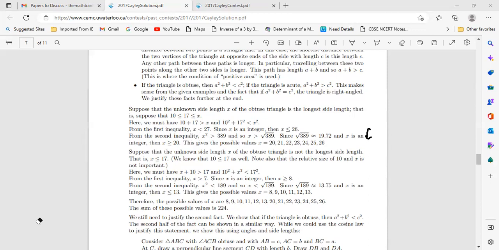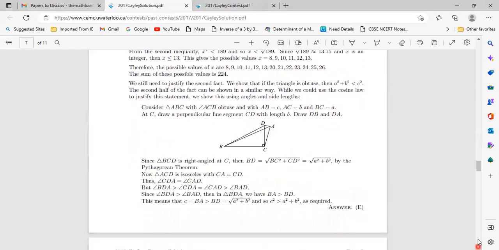And then all together, we have 8 to 13: 8, 9, 10, 11, 12, 13. You just have to sum up all these possible values. If you do that, you're going to get the answer 224. Exactly. That's nice. It's an interesting question, but definitely it would be boring to do it alone.